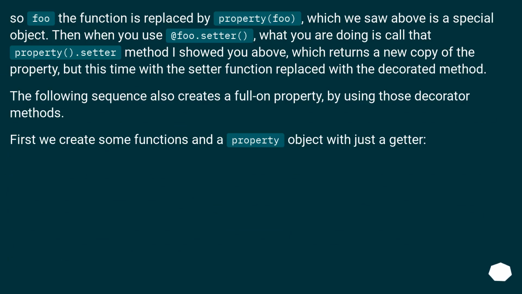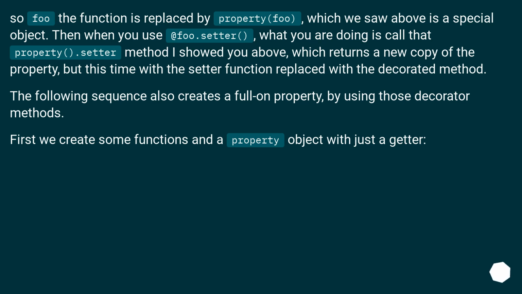Then when you use @foo.setter, what you are doing is calling that property.setter method I showed you above, which returns a new copy of the property, but this time with the setter function replaced with the decorated method. The following sequence also creates a full-on property, by using those decorator methods.